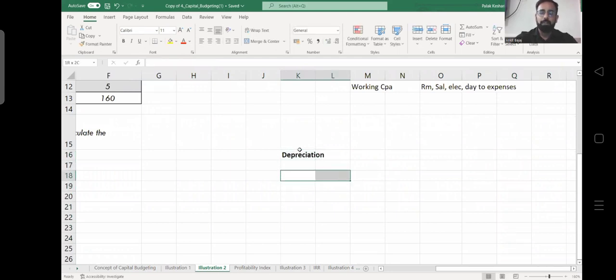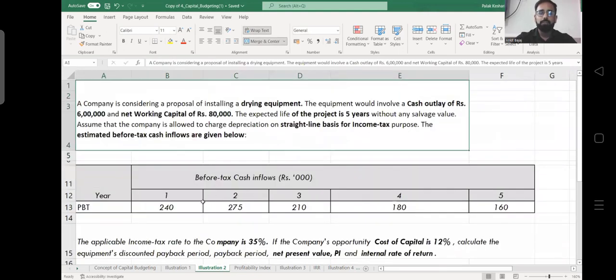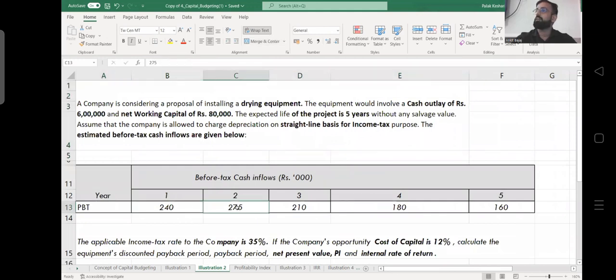Now, I'm taking one example. I'm preparing one income statement, right? This is my assumption here. If you see, in the question, profit before tax is given. If the company is buying a drying machinery, it will generate these cash flows in coming years. In the first year the company will make a profit of 2,40,000, second year 2,75,000, third year 2,10,000, fourth year 1,08,000, and in the fifth year 1,60,000. This is your PBT, which the company has calculated, right?